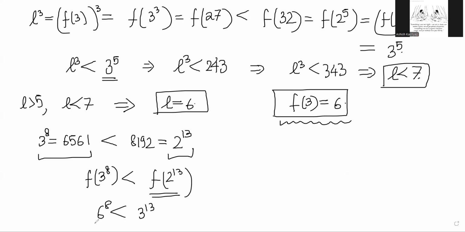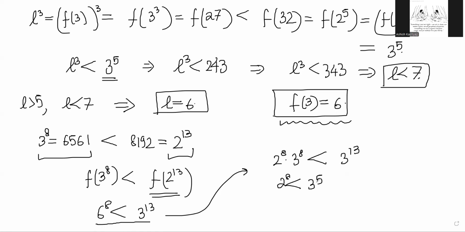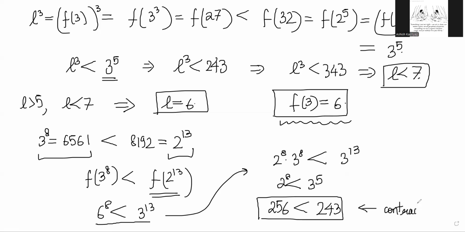So now if you look at it, 6 power 8 is less than 3 power 13 we are getting. But that is impossible actually, because 6 power 8 is 2 power 8 times 3 power 8, which is less than 3 power 13. We are getting 2 power 8 is less than 3 power 5. And 2 power 8 is 256 and 3 power 5 is 243. So we are getting an obvious contradiction. We are getting 256 is less than 243. So this is a contradiction, which means that our assumption that such a function exists is untrue.